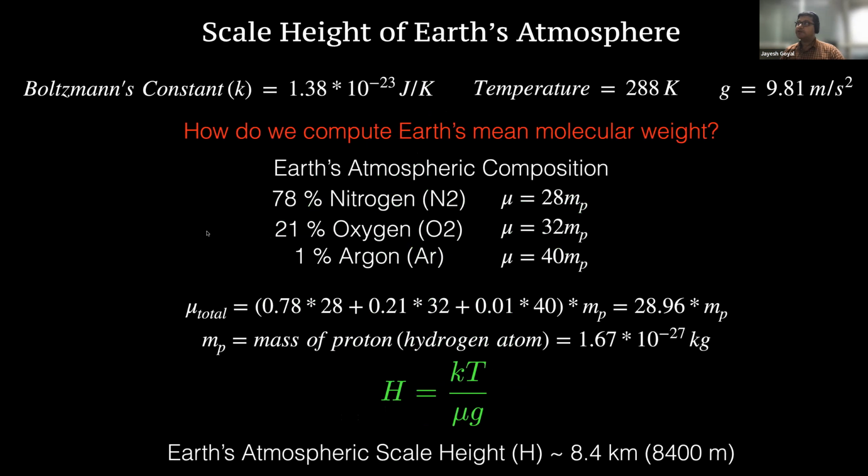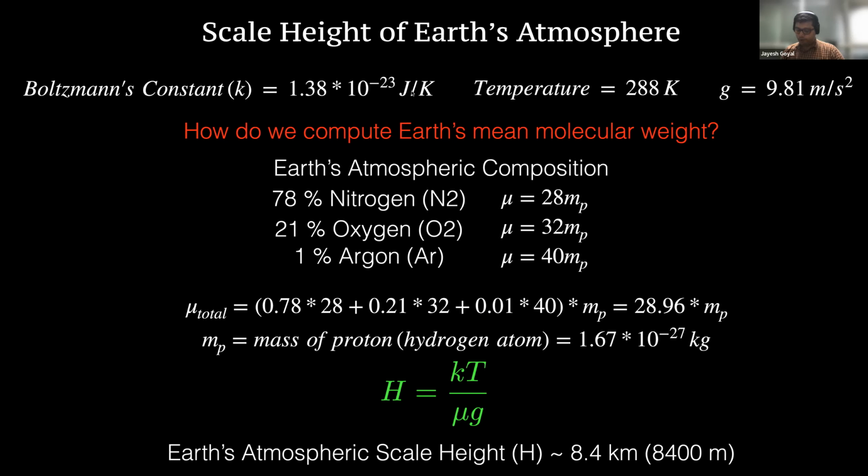So if you want to compute this for the Earth, how would you do that? The scale height of the Earth's atmosphere. We take the Boltzmann constant, which is 1.38 times 10 to the power minus 23 joules per Kelvin. Temperature, we can take the average that we experience on the Earth, 288 Kelvin, 15 degrees Celsius, and g is 9.81 meters per second squared.